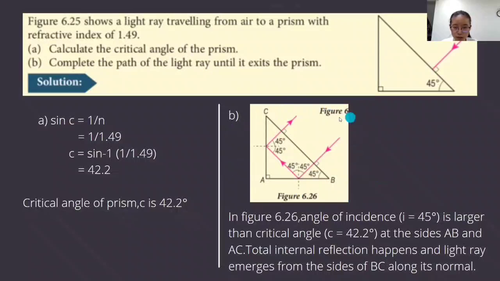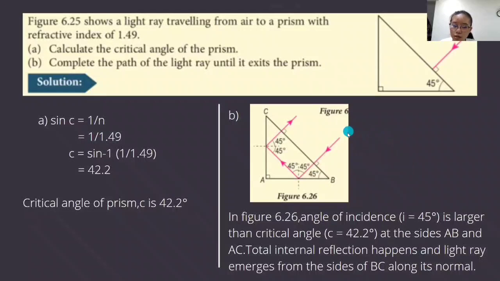Okay, now we look at this diagram. In figure 6.25, the angle of incidence i equals 45 degrees, which is larger than the critical angle c equals 42.2 degrees at sides AB and AC. Total internal reflection happens and the light ray emerges from the side BC along its normal.